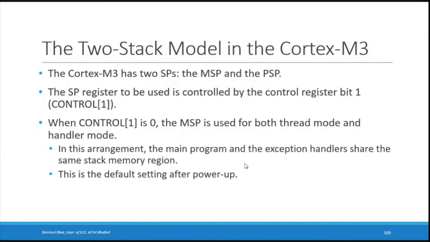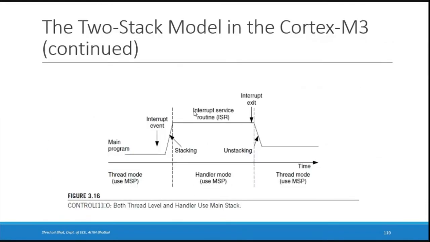This is the default setting after power up. After power up, by default, we'll be using the main stack pointer for both thread mode and handler mode. Suppose you want to use the process stack pointer for certain things, then you have to make this control bit 1 as 1, right? By default, control bit 1 will be 0, so both thread level and handlers use the main stack.